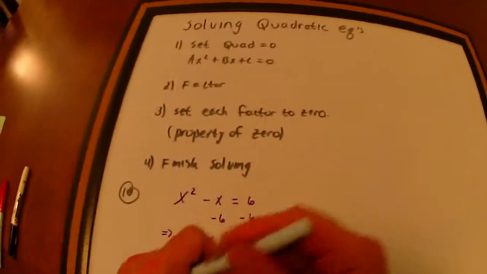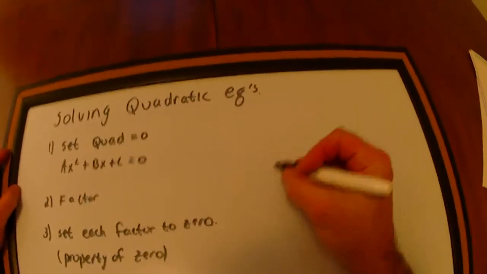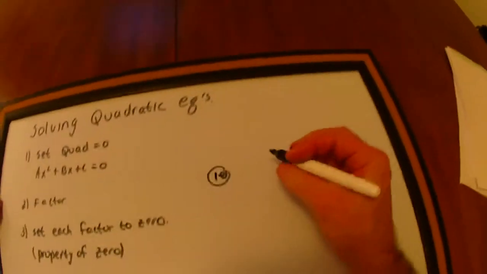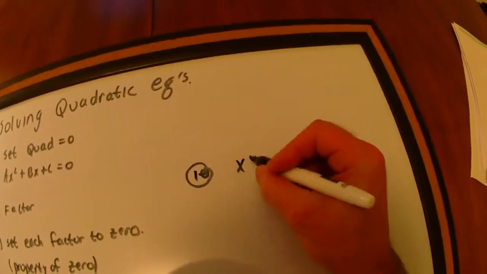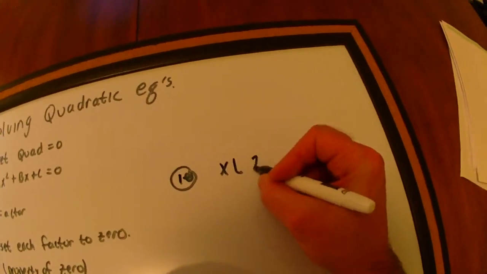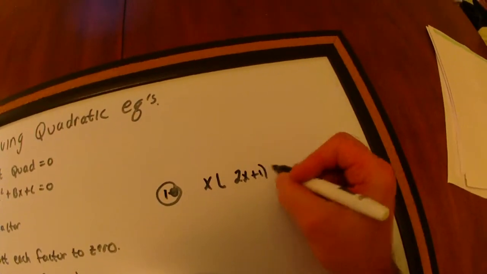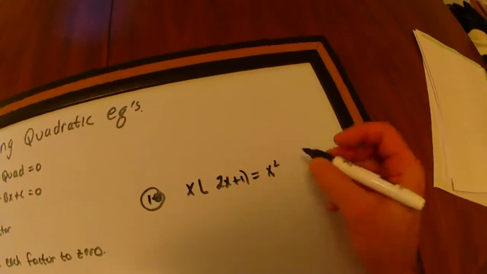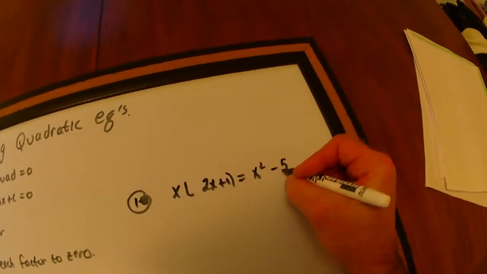Okay, let's try another example over here. Suppose we're given x times (2x plus 1) equals x squared minus 5.